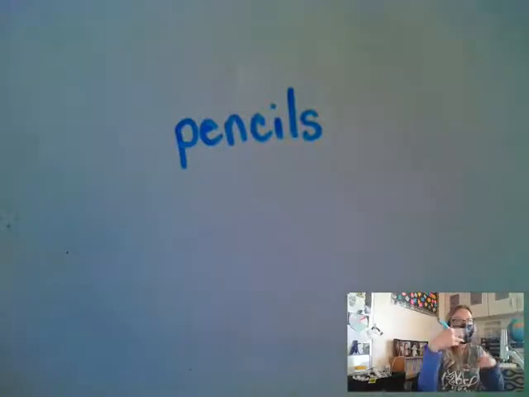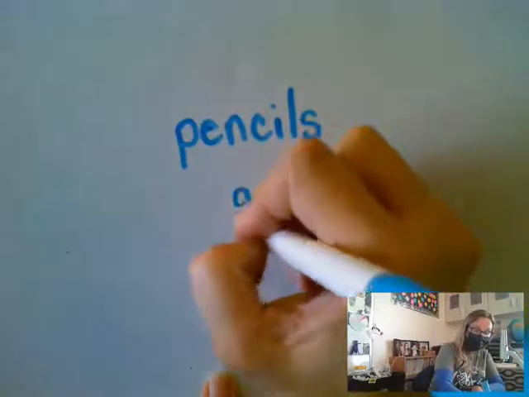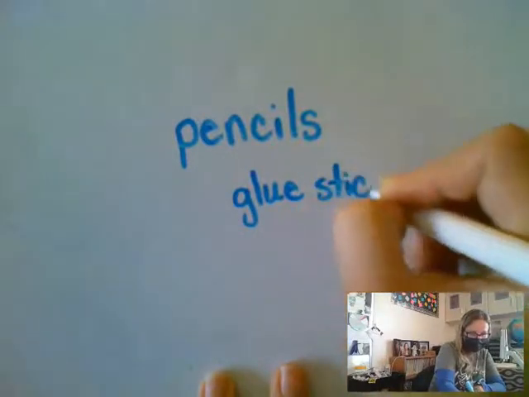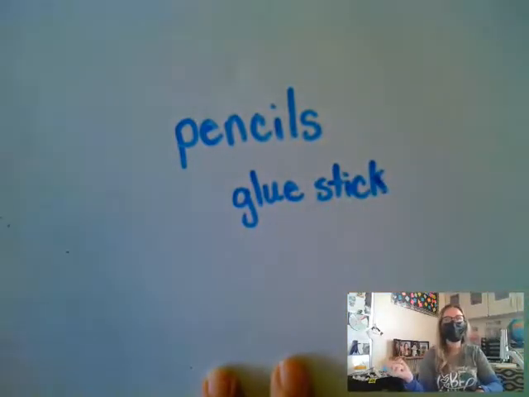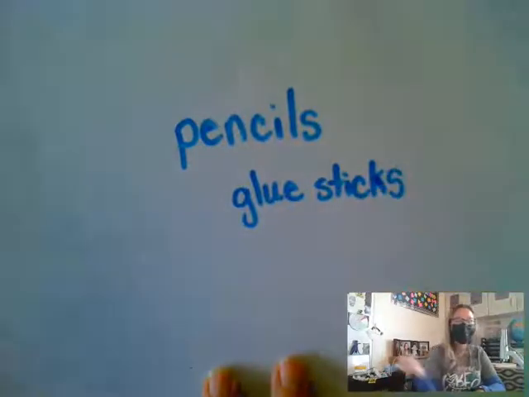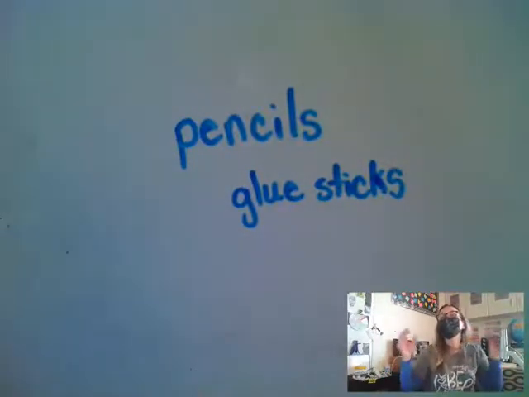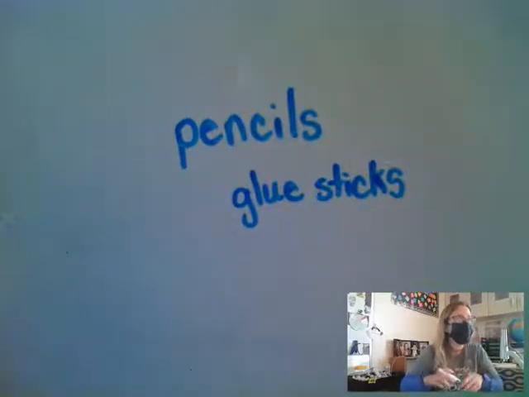Sometimes when we're cutting and pasting, we use a glue stick. If you have more than one glue stick, we add an S, and now you have glue sticks. Thousands and thousands of words will work this way, friends. However, there are always exceptions to our rules, okay? And I'm going to talk to you now about an exception to the rule.